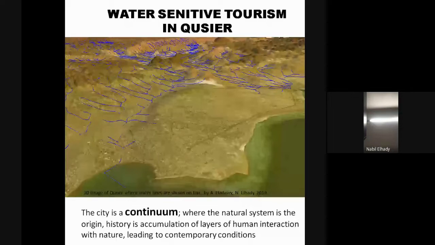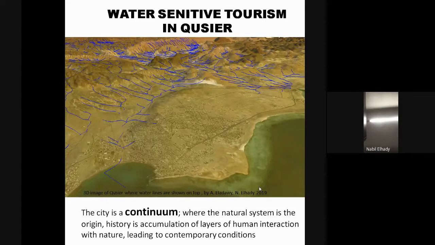So what we are doing is mainly rethinking the tourism in Qusayr, in particular in relation to the water system. At the start of this class, we had a discussion and came up with a specific understanding of a city, that it is really a continuum where the natural system is the original condition, and then history would be the accumulated layers that lead to present conditions.